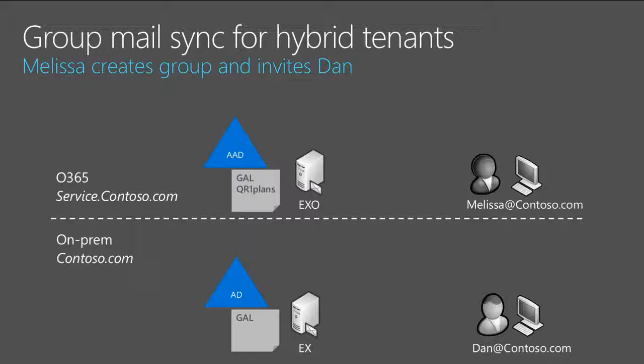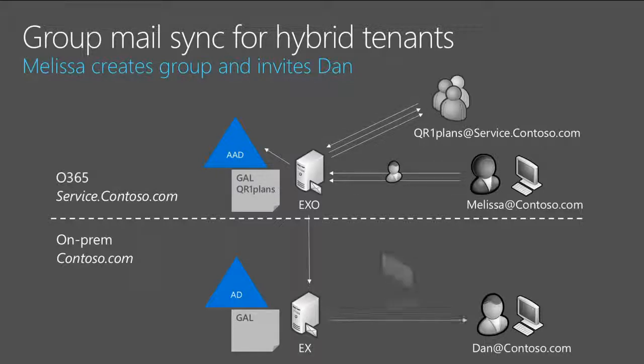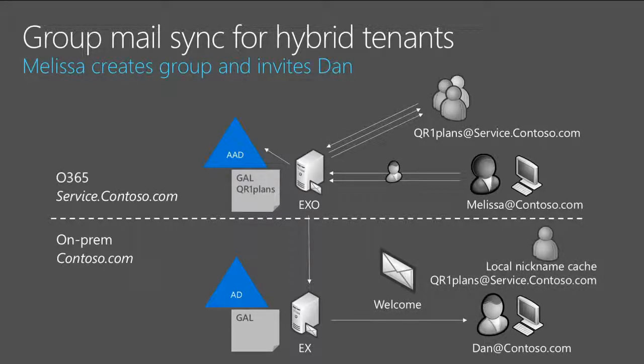Now, the one exception is mail. Exchange mail routing is a little bit more complicated, so let's take a look at what happens when a person is added to a cloud group but has their mailbox located in an on-premises system. So Melissa goes through that group creation process we just described, and then she adds Dan to the group. Dan is an on-prem member.